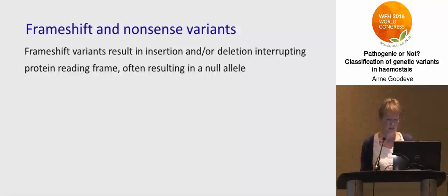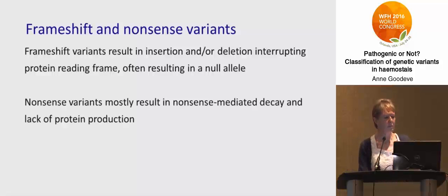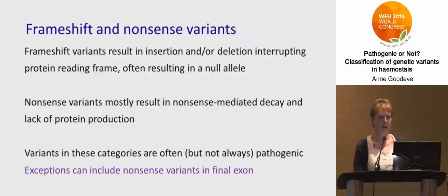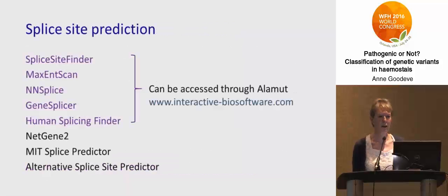Frameshift and nonsense variants are often pathogenic, and can lead to an insertion or deletion interrupting the protein reading frame, which often leads to a null allele. And nonsense variants mostly result in nonsense-mediated decay and lack of protein production. So these variants are often pathogenic, but exceptions can include nonsense variants in the final exon of a gene. A few examples of this exist, possibly not in the factor 8, factor 9, von Willebrand factor as yet, but in some of the genes that we analyse.